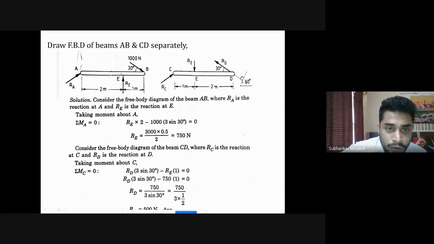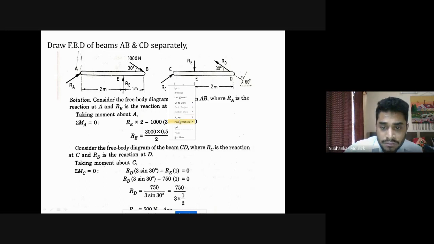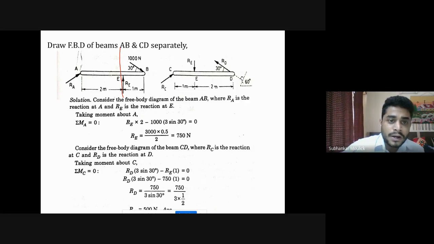See, one force is RE. RE into which distance do I have to take? I have to take this distance 2, because I am interested in calculating the moment at point A, and I know the definition of moment as force into perpendicular distance. This is your force RE into perpendicular distance, from the point of application of force to that particular point where you want to calculate the moment. I want to calculate the moment at point A, so it will be RE into 2.